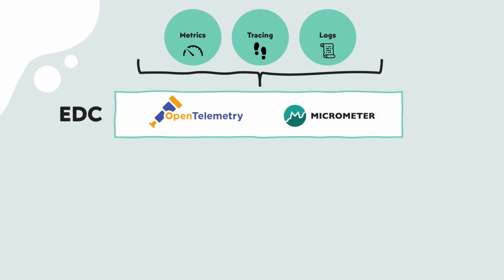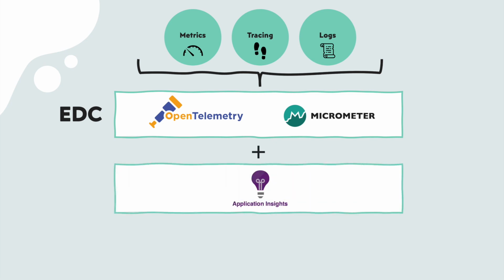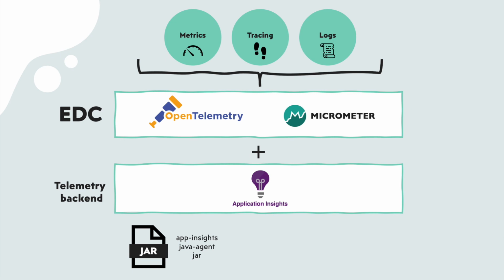We took a look at OpenTelemetry and Micrometer libraries used in EDC to provide vendor-agnostic monitoring capabilities. We used Azure Application Insights as telemetry backend, which was configured in roughly 2 steps. First, adding the Java agent to the JVM runtime of all EDC instances, and then using environment variables to set up the connection string, component names, and so on.